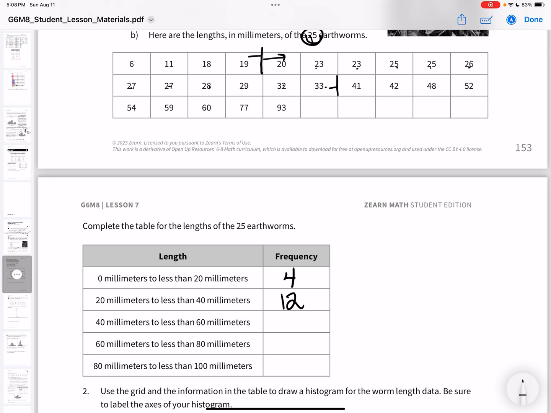40 millimeters to less than 60. So again, we're going to start here, go up, and then we're looking for 60. Here's 60, so we want to go just shy of that because we do not include 60. So that's 1, 2, 3, 4, 5, 6. 60 to less than 80. So we don't have 80, but this is right here. So we have 2. And then 80 to less than 100 millimeters, and we only have 1 remaining data point left.